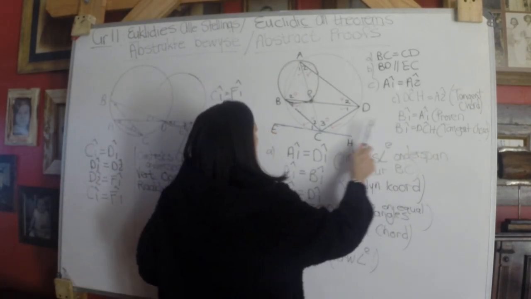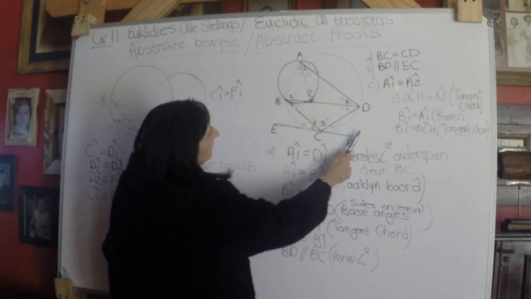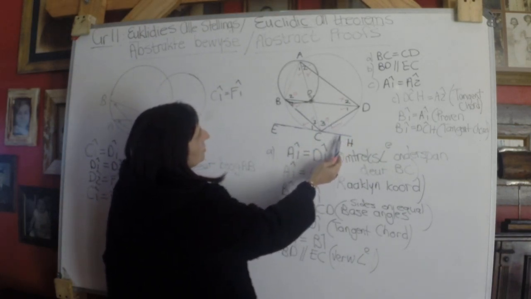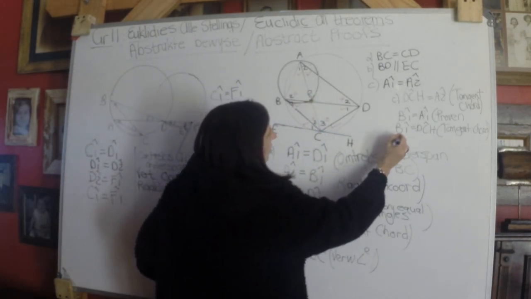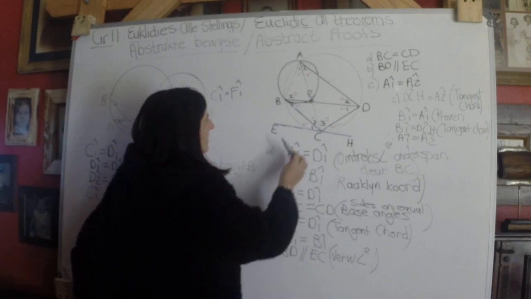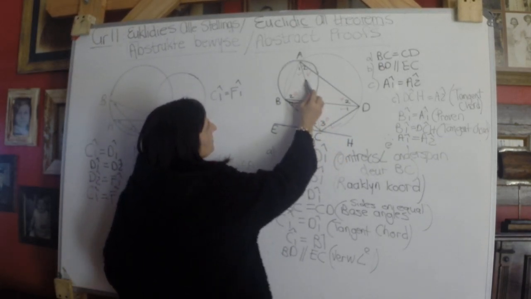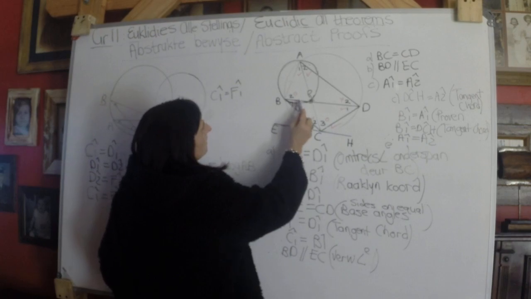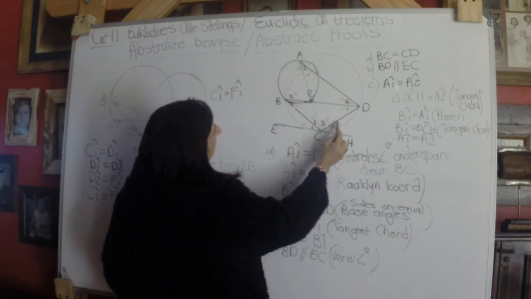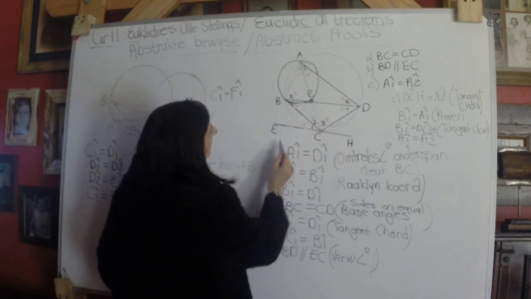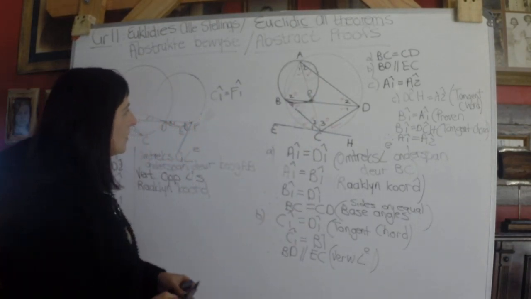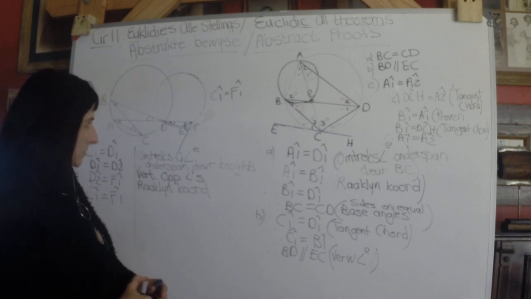So A1 equals DCH. And DCH equals A2. Therefore, A1 equals A2. So I've proven that this one equals that one, and that one equals that one, and that one equals that one, and therefore, A1 equals A2.